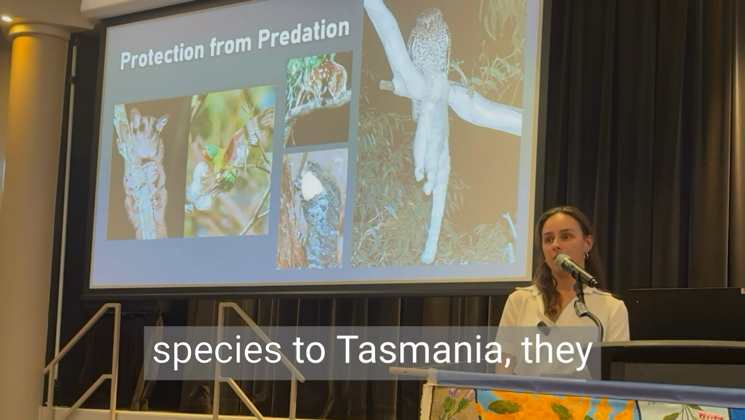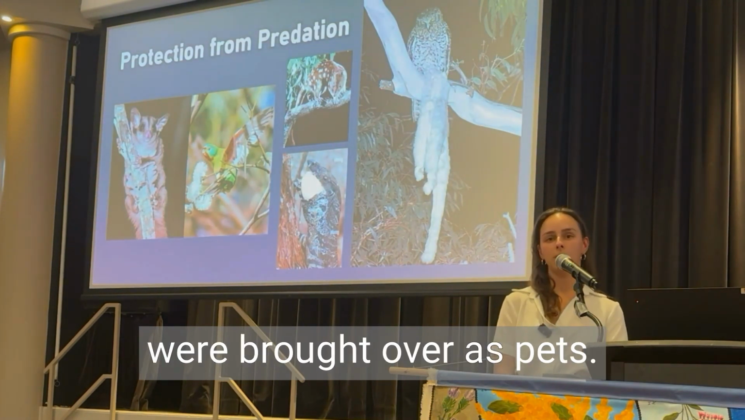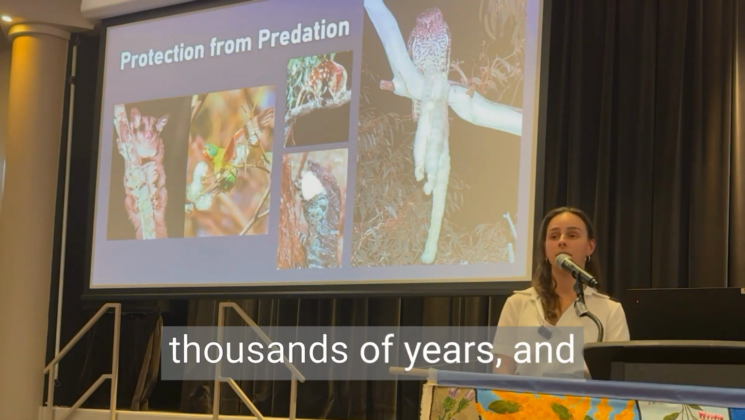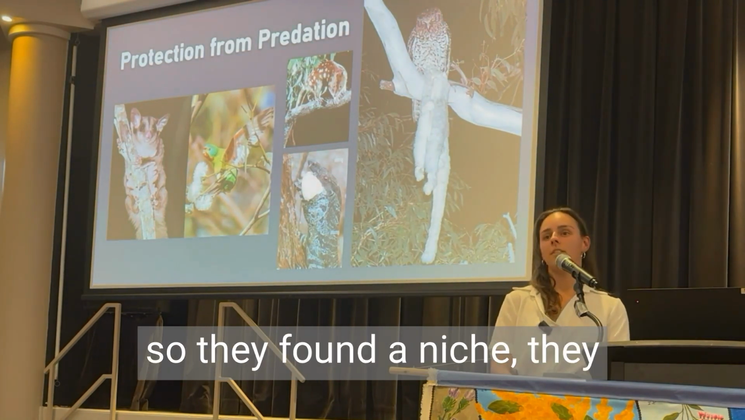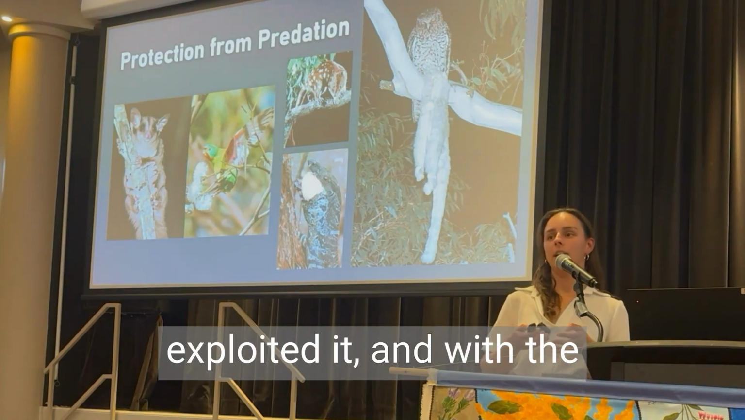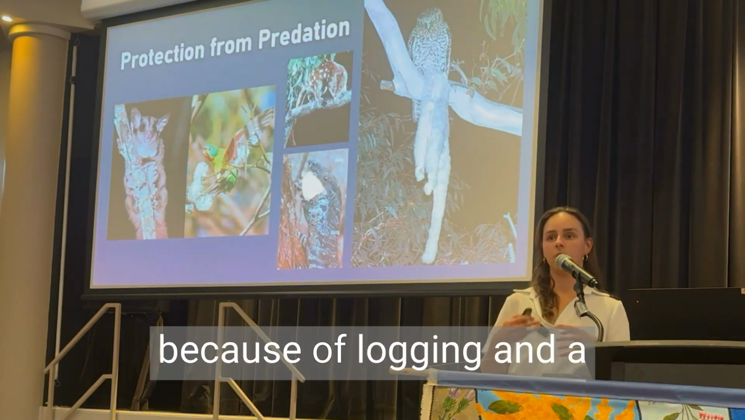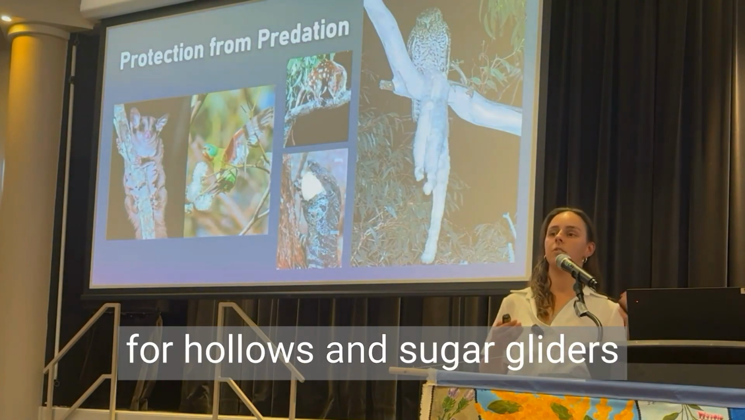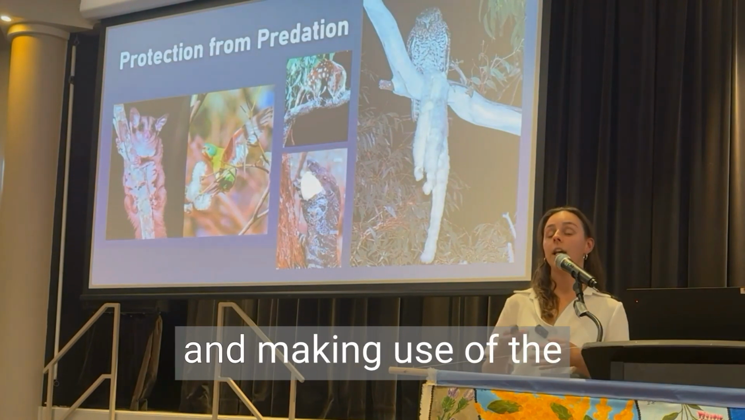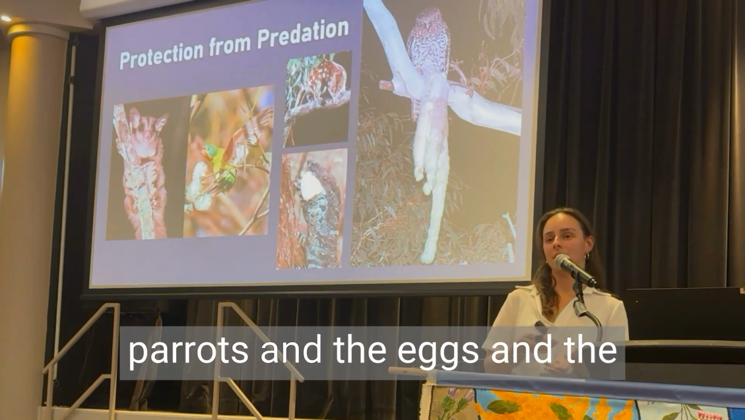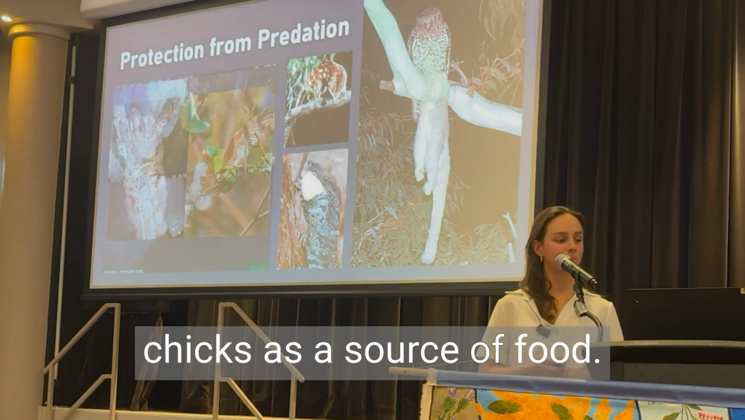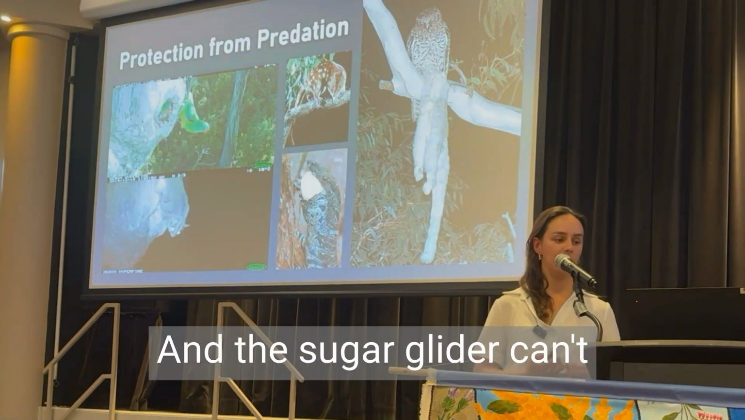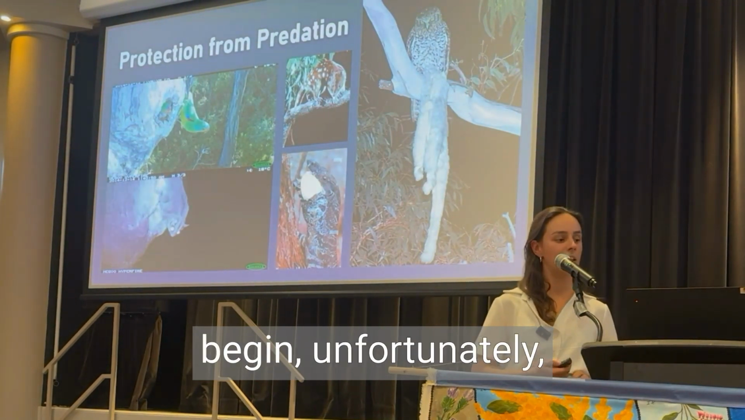They're an introduced species to Tasmania. They were brought over as pets. They're not native. They haven't been in Tasmania for however many tens of thousands of years. And so they found a niche, they exploited it. And with the lack of hollows in Tasmania because of logging and a whole series of development and things, they're competing for hollows, and sugar gliders are coming in and making use of the parrots and the eggs and the chicks as a source of food.